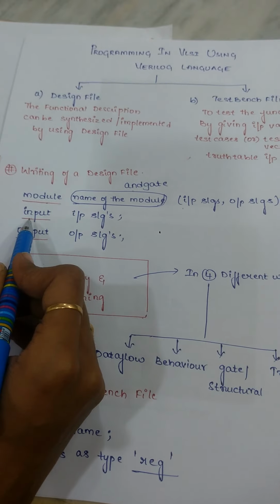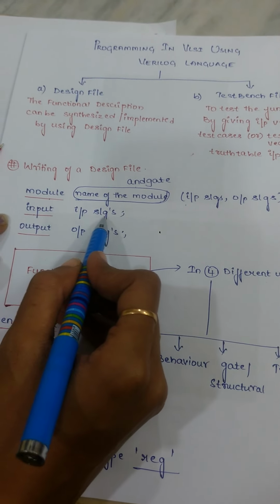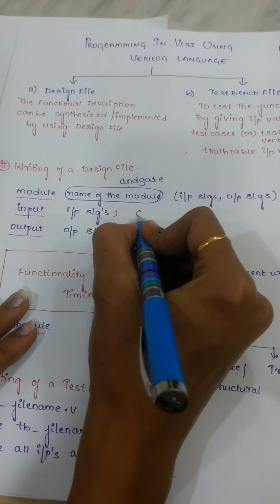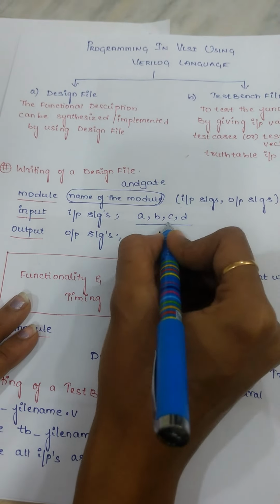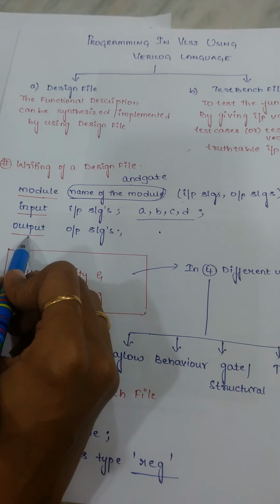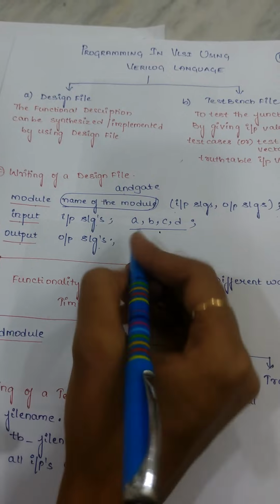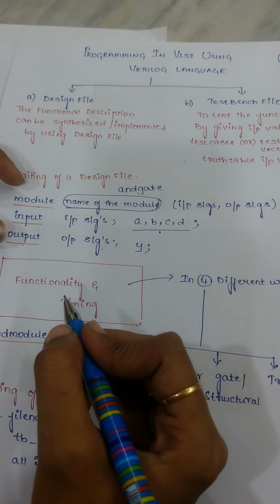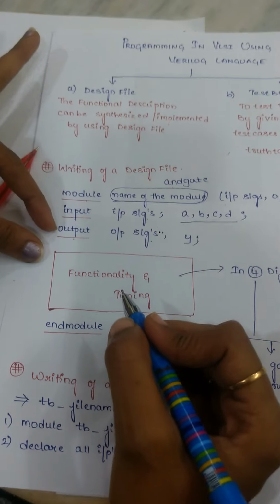That declaration should be done with the help of the keyword input, and all the input signals are to be separated by commas. Suppose 4 input signals are there, named A, B, C, D. They should be separated with commas. After completing, you should give a semicolon. Okay, the next one is output and the output signal. If you have only one output signal, simply mention Y and a semicolon. So that ends the initialization of your module, input signals and output signals.